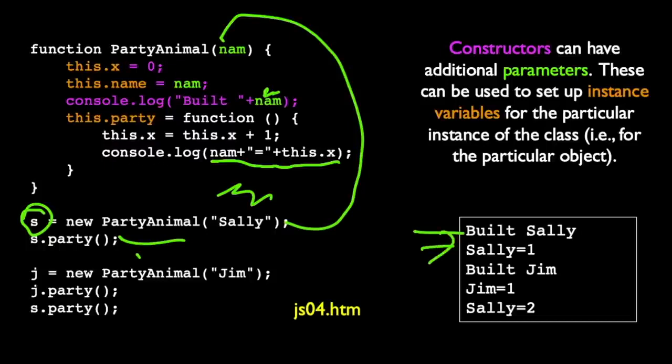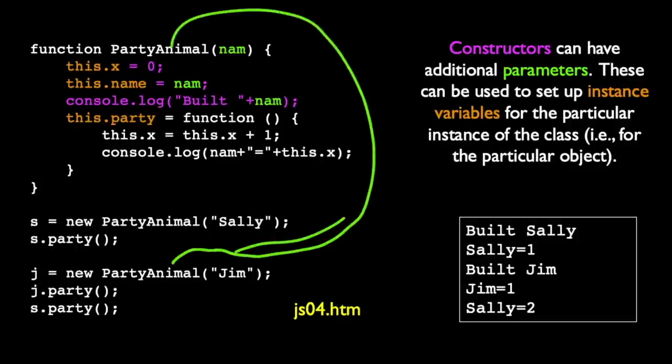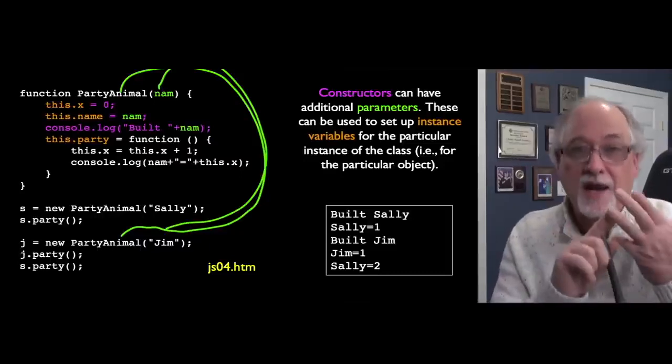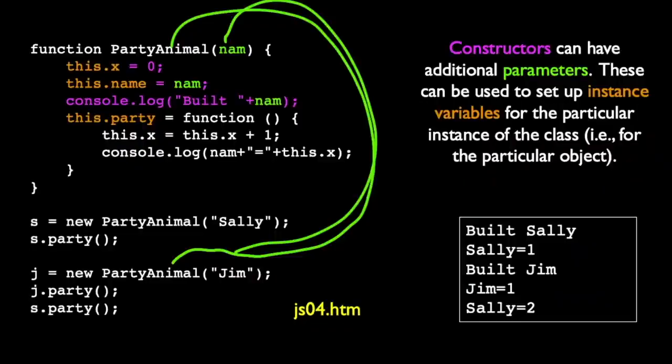And then we make a new one, but this one's going to be called Jim. So we make a second variable, a second instance variable. It's going to have a second copy of X and a nam and actually a copy of party, right? And so then it'll say built Jim, and then we say j.party, and then we set Jim to 1, and then s.party, and it sets Sally to 2. And so now the j variable and the s variable are completely independent variables.